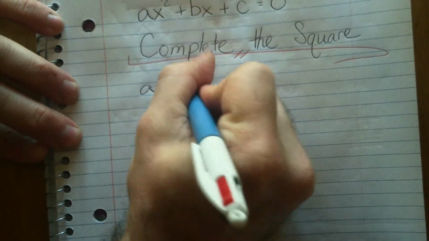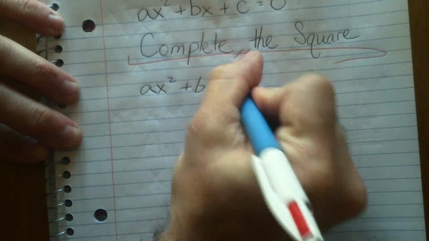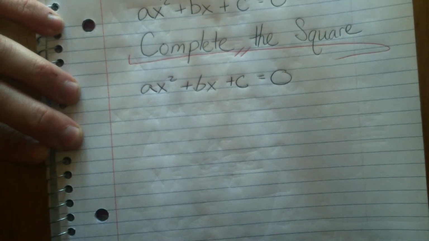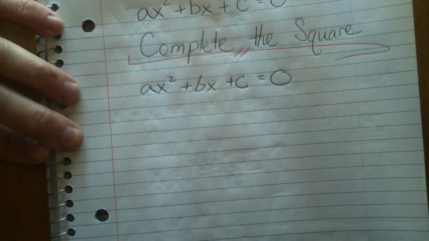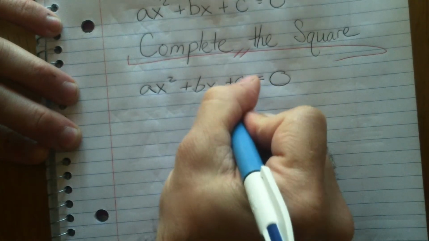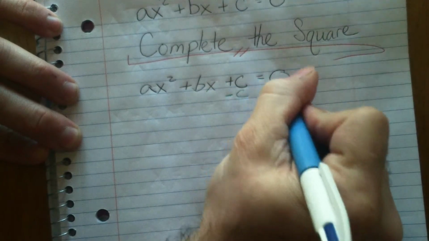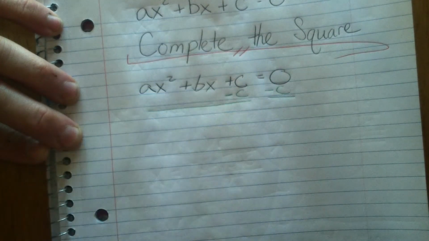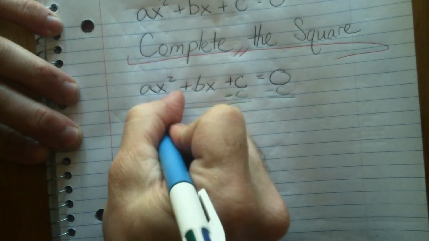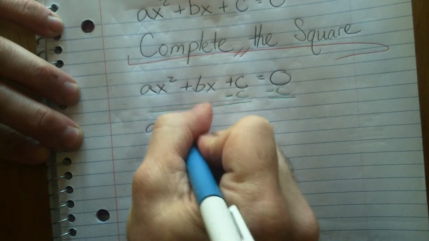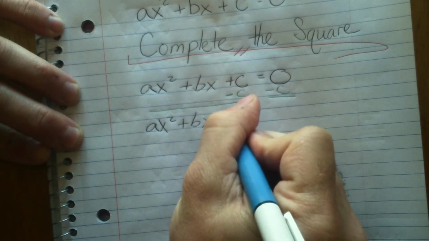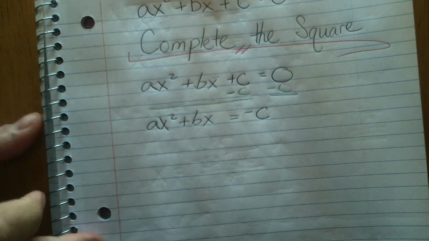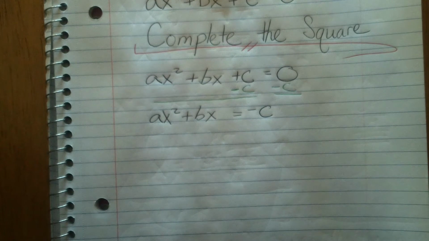ax squared plus bx plus c equals 0. Alright, so the first thing we want to do is get rid of c. So we're going to subtract c from both sides of the equal sign. And that will get us ax squared plus bx equals negative c. So hopefully that all makes sense. Just got rid of c.